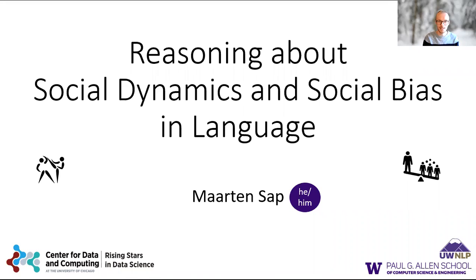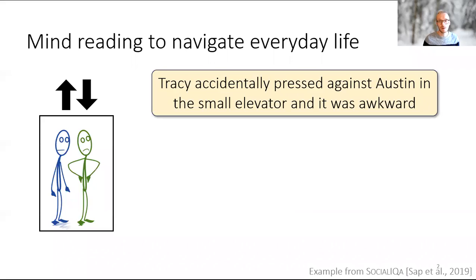Hi everyone, my name is Maarten Sap, and today I'll be talking about my research, which is about reasoning about social dynamics and social bias in language. And what I mean by reasoning about social dynamics is essentially this ability that we have as humans to mind read while navigating everyday situations in our lives.